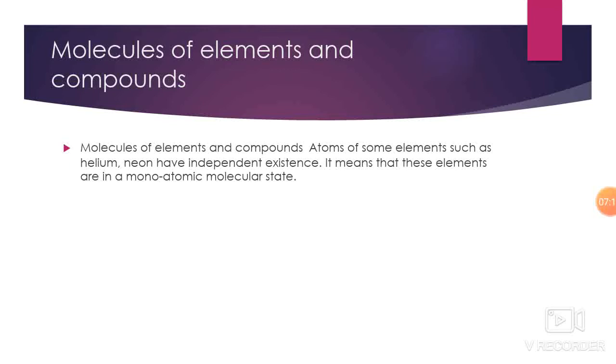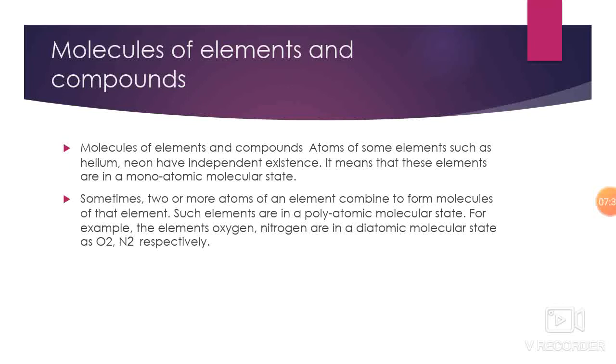And helium follows the law of duplet. For hydrogen and helium there is the law of duplet, but for all others it is the law of octet. In the law of duplet, the outermost orbit of hydrogen and helium must have 2 electrons. Helium already has it from nature only. So that's why they both are independent, and it means these elements are in a monoatomic molecular state.